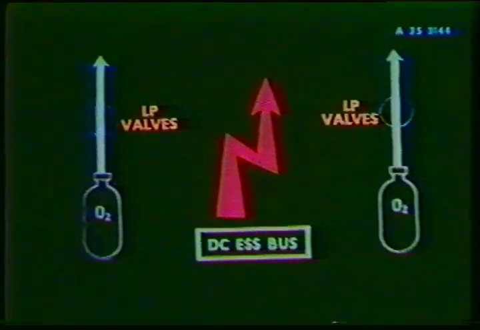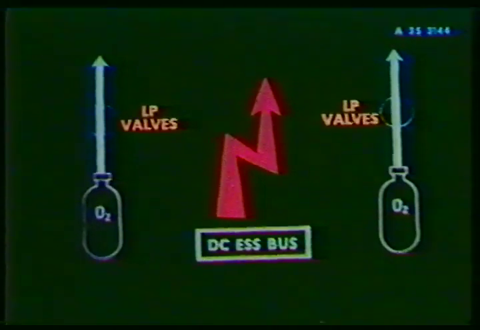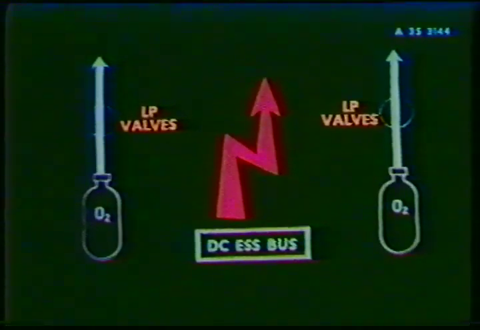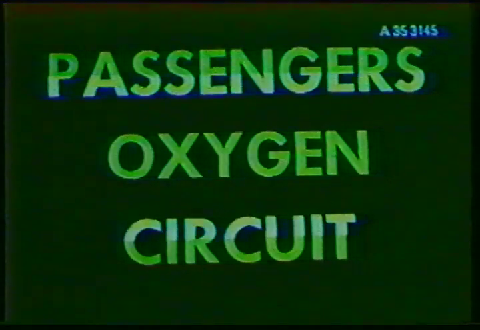The 2 low-pressure valves are electrically supplied by the DC essential bus and will remain energized when accomplishing the smoke removal procedures on the flight deck. Now that we have seen the crew oxygen system, let's take a look at the passenger oxygen system.